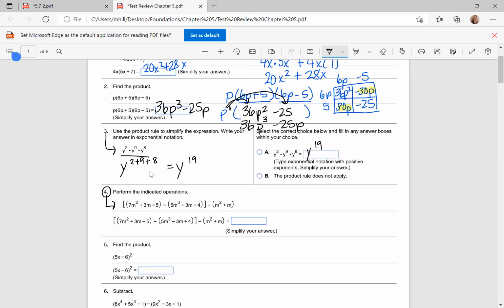It's important that you do these brackets first. So you're going to simplify this little part first. So we're going to do, what is 7m squared plus 3m minus 5 minus 5m cubed minus 3m plus 4?